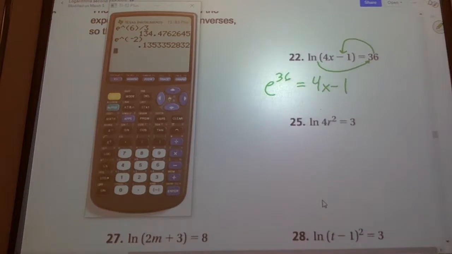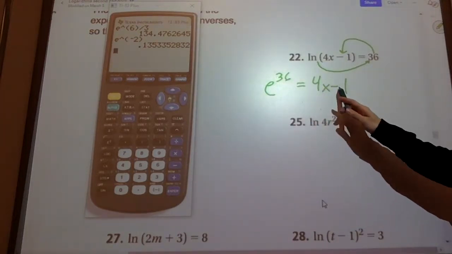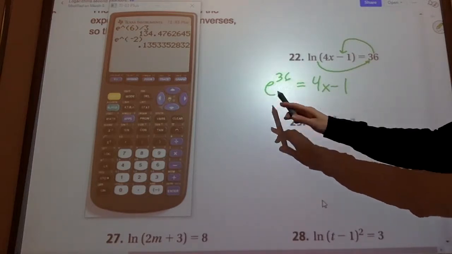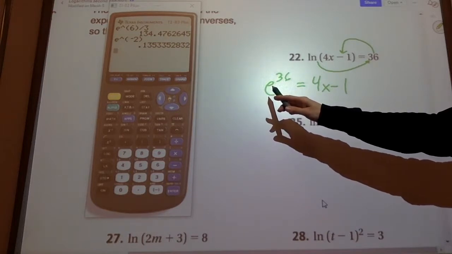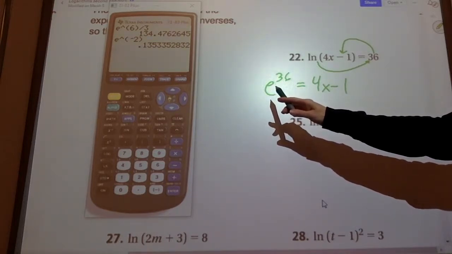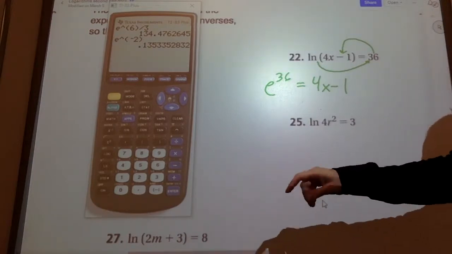Okay. And again, you can do this all on your graphing calculator. You can take e to the 36th power. Then I would add 1 and then divide by 4 if you're going to do order of operations. You don't have to write down all those steps. You can just do them on your calculator. You should be almost there at this level of math.